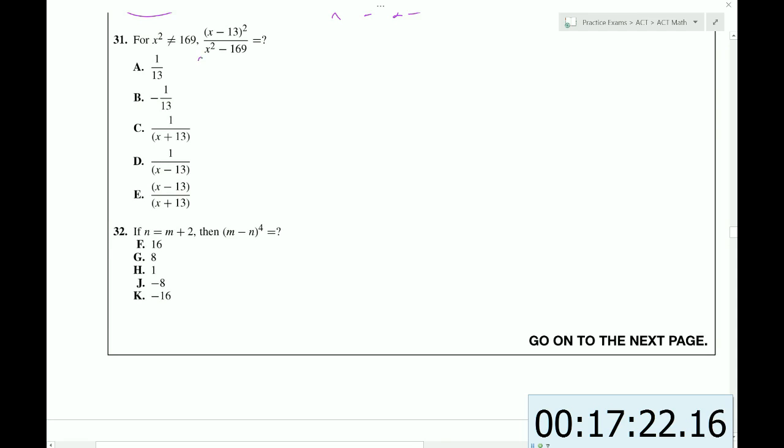Alright, so this one could be factored into x plus 13, x minus 13. And then one of the x minus 13's cancels. Okay. So that gives us choice E.